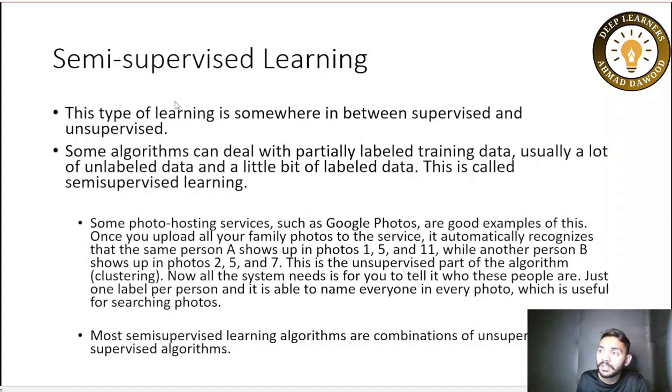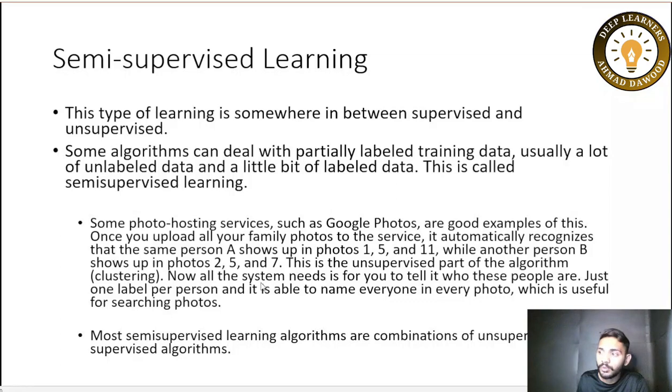So semi-supervised learning is another type of machine learning. It is somewhere in between supervised and unsupervised learning. Here, the data is partially labeled training data, and a good example is Google Photos. Once you upload all your family photos to Google Photos, it automatically recognizes that the same person A shows in photos 1, 5, 11, and another person B shows in photos 2, 5, and 7.